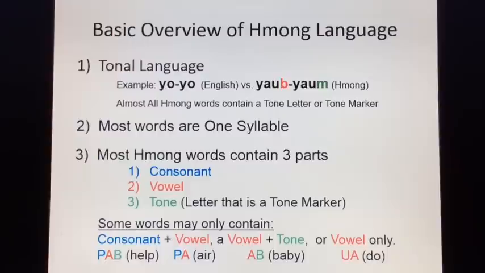For example, the word ba, p is the consonant, a the vowel, b is the tone letter. And the word ba, p is the consonant, and a is the vowel, with no tone marker, and that goes to one of the exceptions in point number one. The word a, mia, or baby, a is the vowel, and b is the tone letter, with no consonant. And very, very few words are vowel only, such as in the word oa.